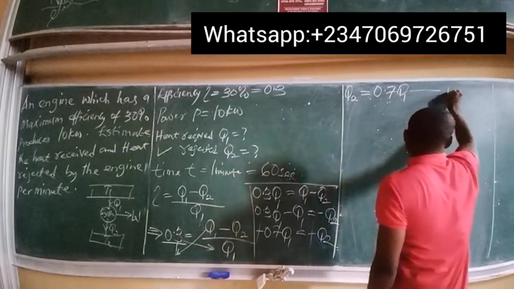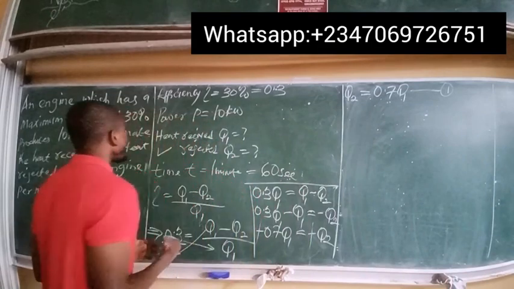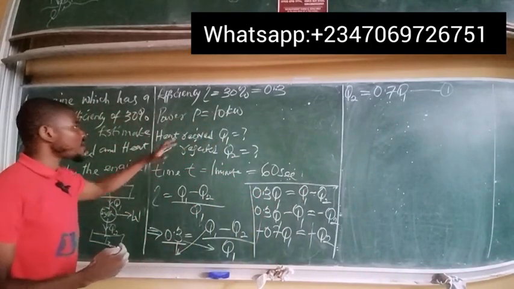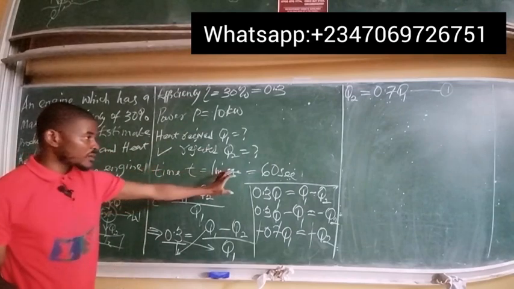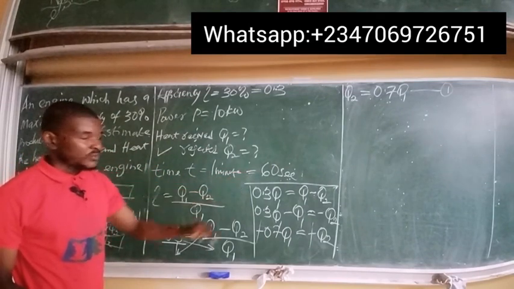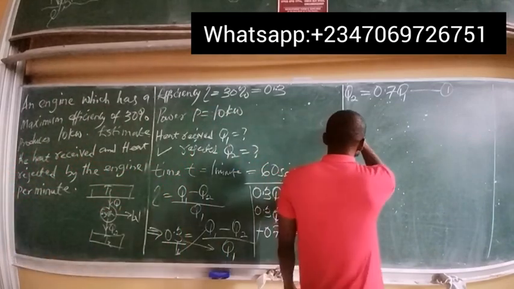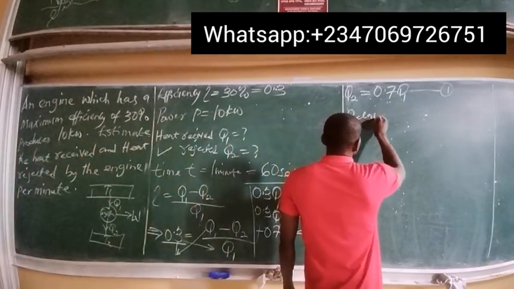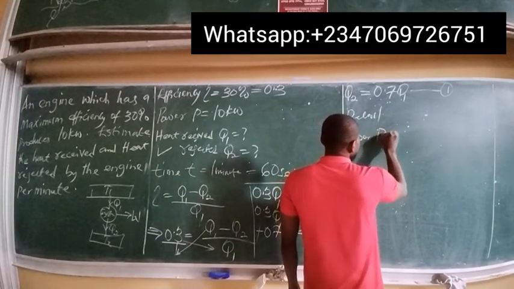Call this equation 1. Let's keep that equation apart. Now, we are also given power as 10 kilowatts, and this power was produced in a time of 1 minute, which is 60 seconds. So recall that power, P, is actually what?